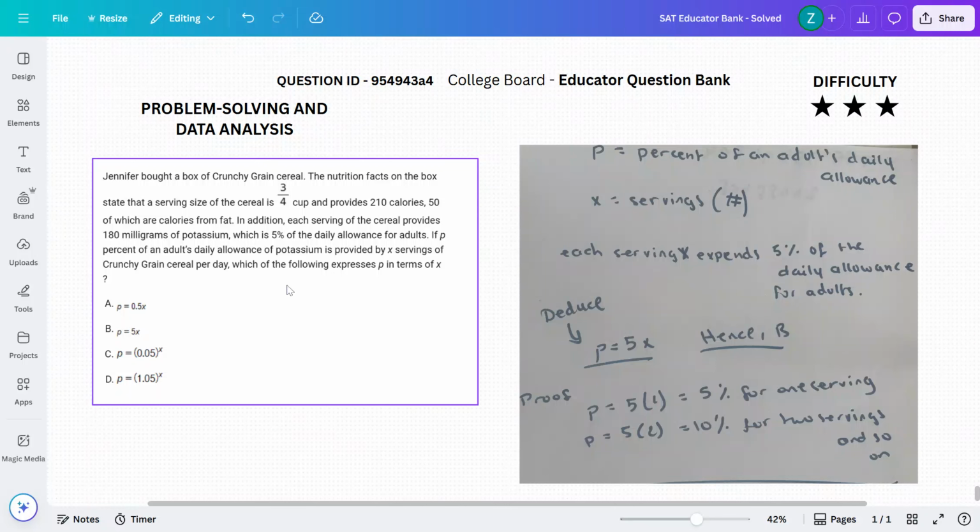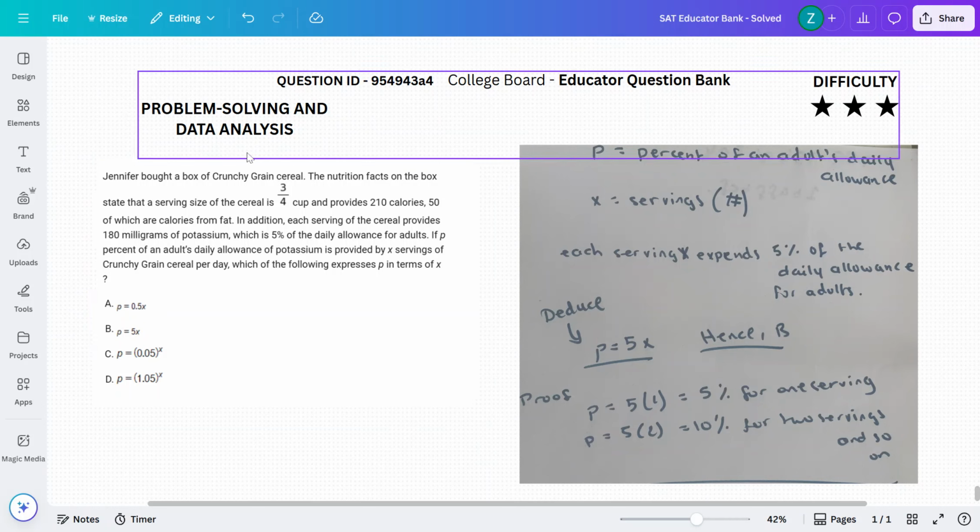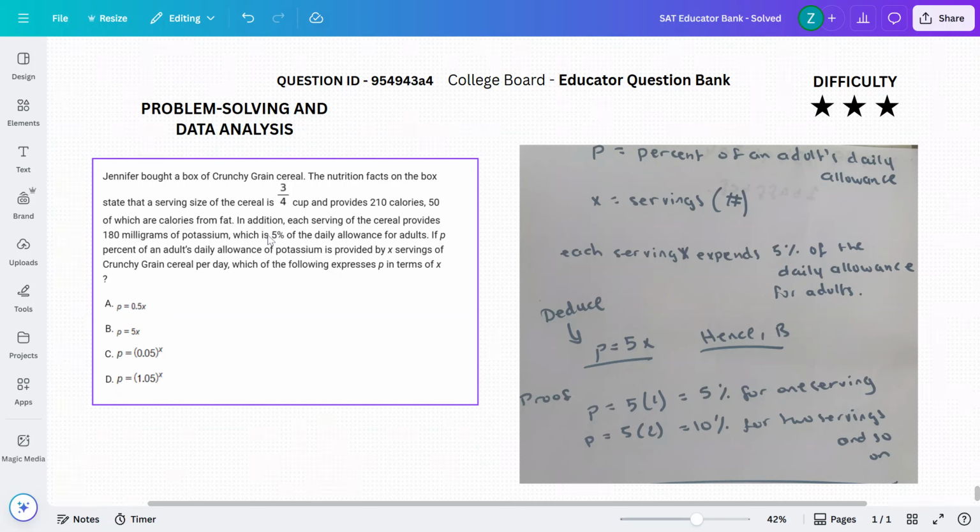I've not done this in this question, but if you just want to be sure, you could go through A, for example, 0.5 times one serving. That gives us 0.5%. We know that's wrong because in the question they said that each serving contributes 5%. So if one serving contributes 0.5, that just doesn't go with the question.